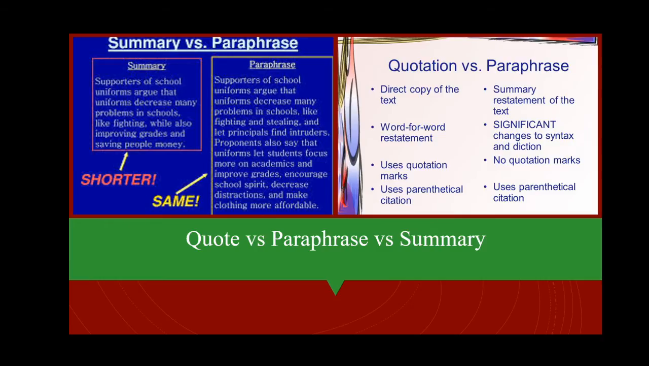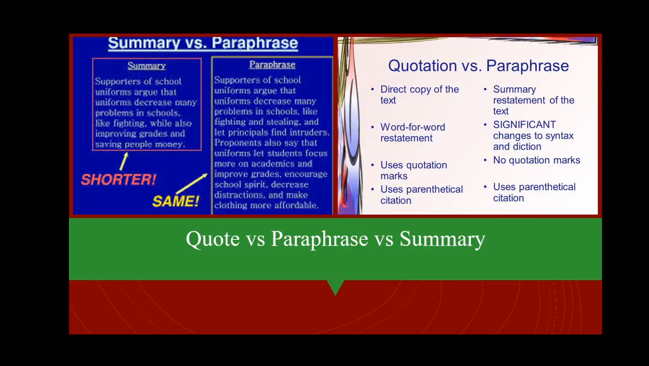Now, we have summary versus paraphrase and quotation versus paraphrase. I can put it this way. If you take a look at these examples that they have here, the summary and the paraphrase, you see that the summary is a little bit shorter. The paraphrasing is taking and rewriting what the person has written with different words, different synonyms. The sentence structure is different, but you're paraphrasing what the other person is saying. The difference between a paraphrase and a quotation is that the quotation is a direct copy of the text.